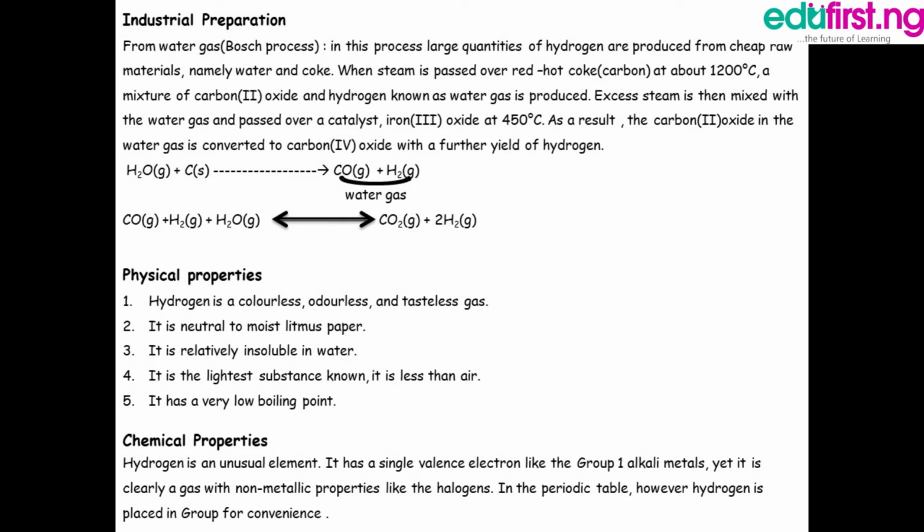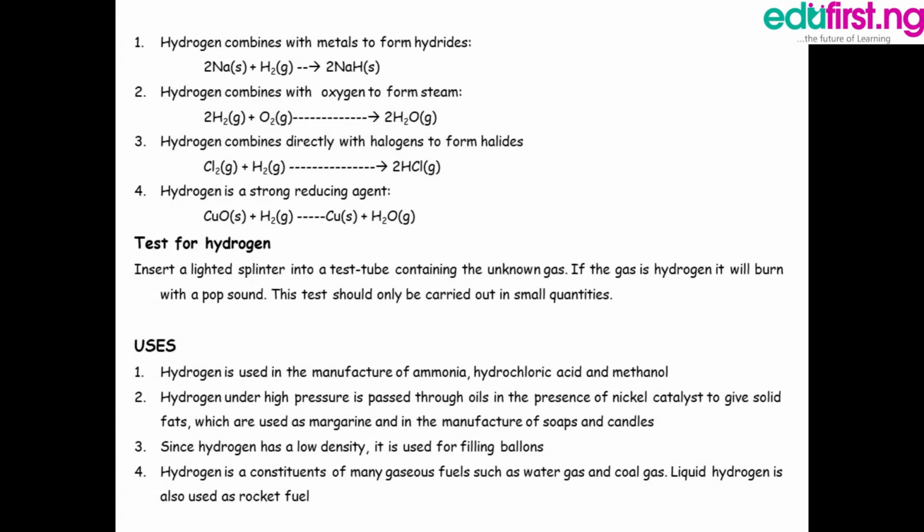Now we'll move to the chemical properties of hydrogen. Hydrogen is an unusual element. It has a single valence electron like the group 1 alkali metals, yet it is clearly a gas with non-metallic properties like the halogens in group 7. In the periodic table, however, hydrogen is placed in group 1 for convenience. So although it's in group 1, it does not have the properties of group 1 elements.